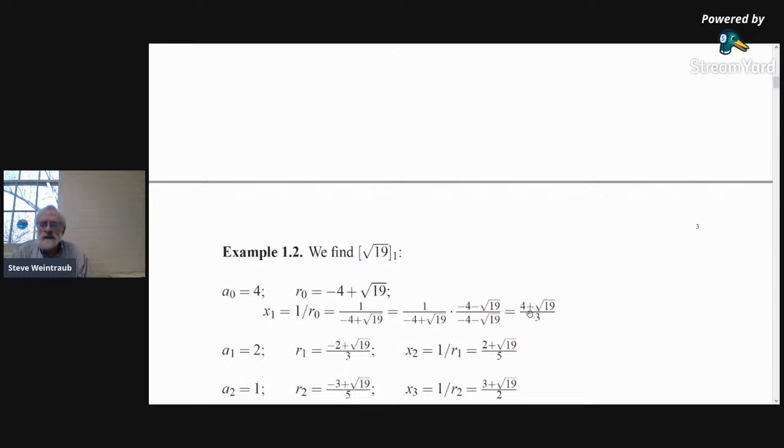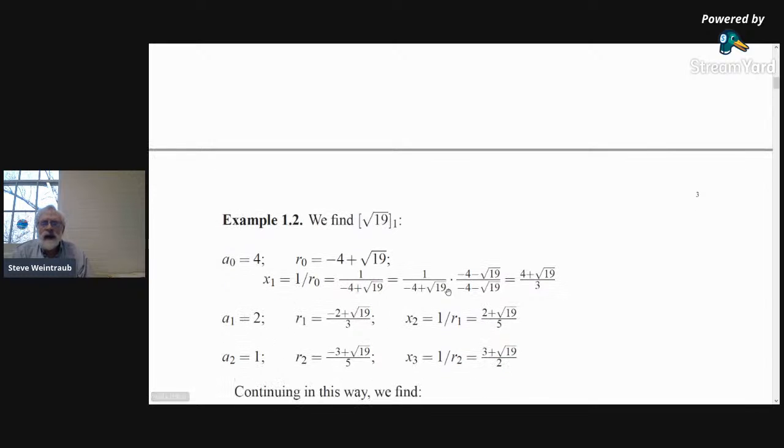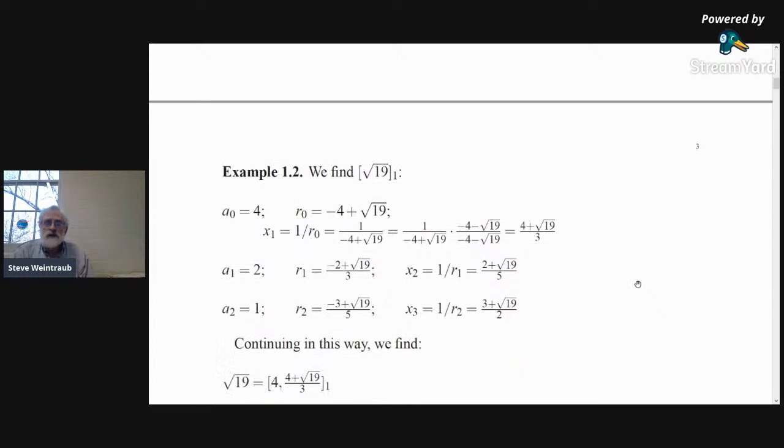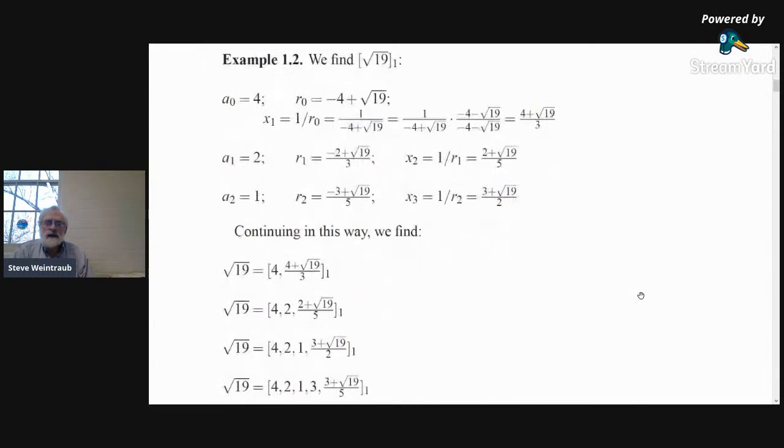Okay. You look at this number, it is between 2 and 3. So the greatest integer is 2. The remainder is this minus 2. x2 is 1 over the remainder. A little algebra shows that this is 2 plus the square root of 19 over 5. The greatest integer in this is 1. Here's the remainder. x sub 3 is 1 over the remainder. That's 3 plus the square root of 19 over 2. So we just continue in this fashion, and let's see what we get.